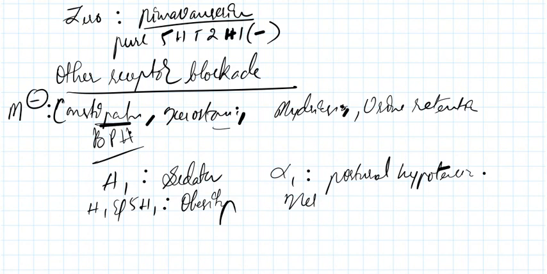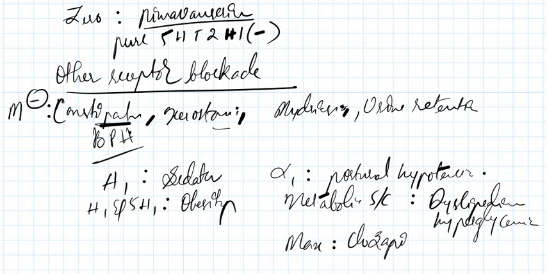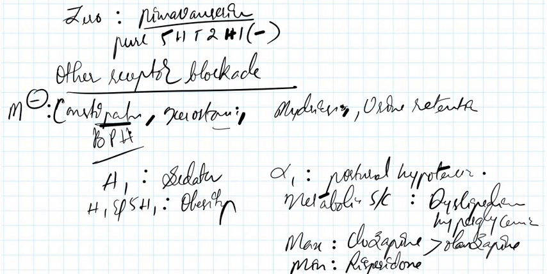These drugs also have metabolic side effects like dyslipidemia and hyperglycemia, right? These side effects are maximum seen with clozapine. Here clozapine's action on D2 receptor causing side effects is minimum, but clozapine's action on other receptors causing side effects is maximum, more than olanzapine. And minimum side effects due to action on other receptors is seen with risperidone. See the funny thing, it's funny, right? Risperidone.